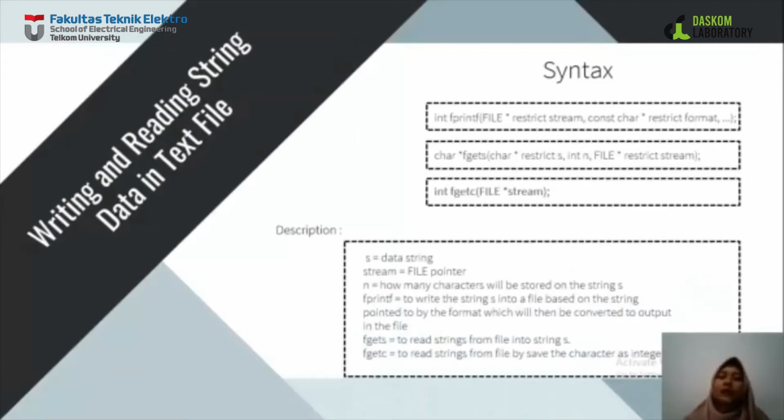To write and read string data in a text file, we can use three syntaxes. First is fprintf for writing, and second and third are fgets and fgetc for reading string data in a text file. If we use fgetc, it will read strings from the file by saving each character as an integer.